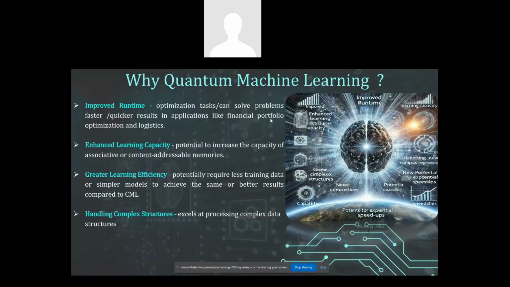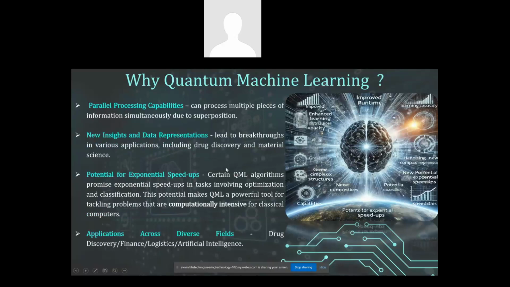For example, if a model produces results for complex data in 10 hours using classical machine learning, with quantum machine learning it can be done in less than 10 to 15 minutes. That is the advantage we get out of quantum machine learning. So these are the reasons why we use quantum machine learning.